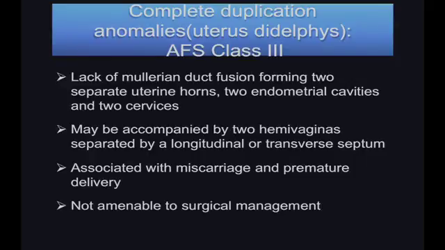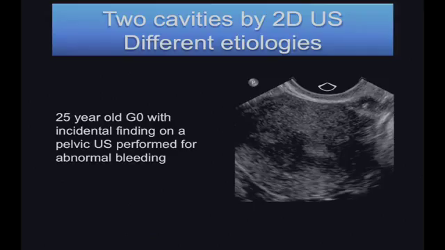And it also may be accompanied by two hemivaginas separated by a longitudinal or transverse septum. This is associated with miscarriage and premature delivery, as was the case in this patient. And it is not amenable to surgical management, as the septate uterus would be.